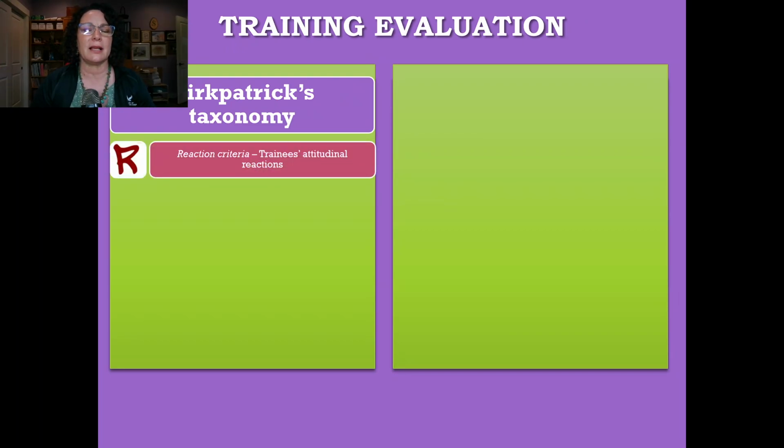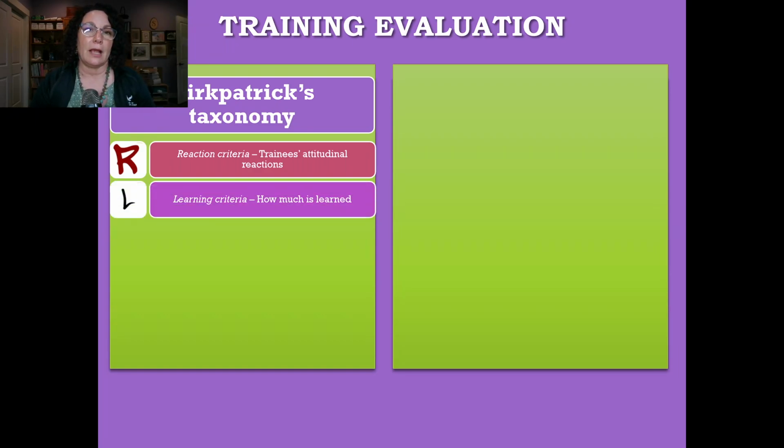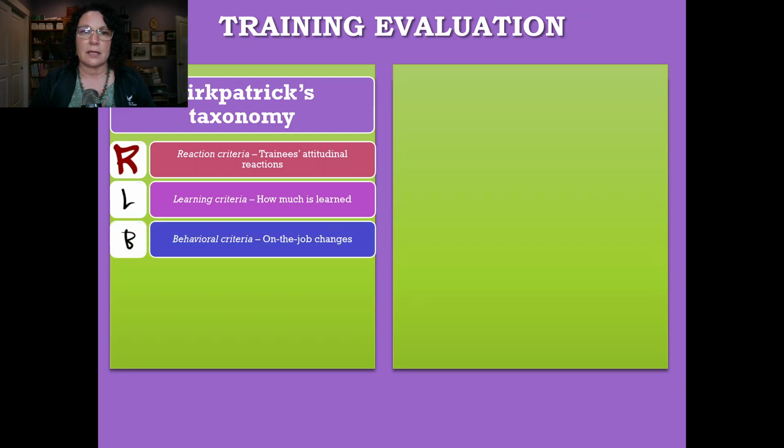So Kirkpatrick says we should look at the R, which is the reaction criteria. And that's really the trainees' attitudes, like how they've changed, how they've been affected by the training. The L in Kirkpatrick's taxonomy is the learning criteria. How much did they learn? Probably going to have to assess that through some kind of quiz or something. The B in his taxonomy is the behavioral criteria, and that would be on the job changes that occur following the training.